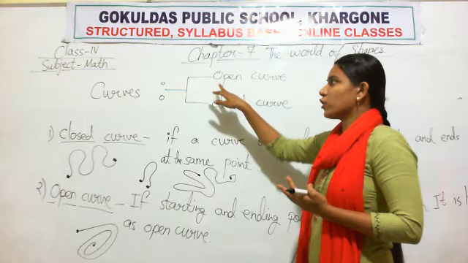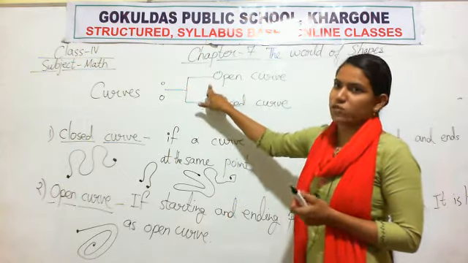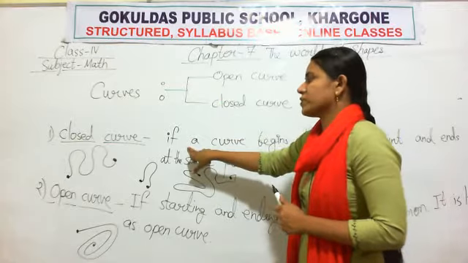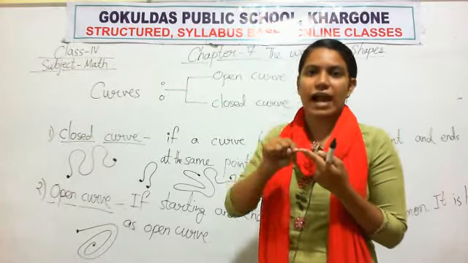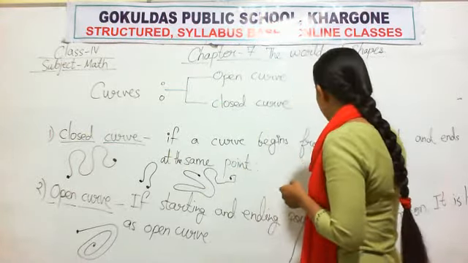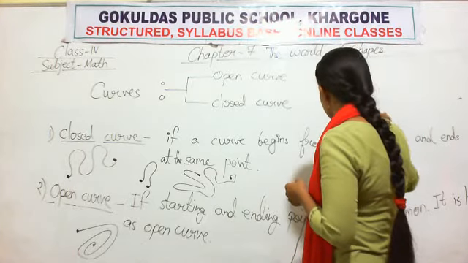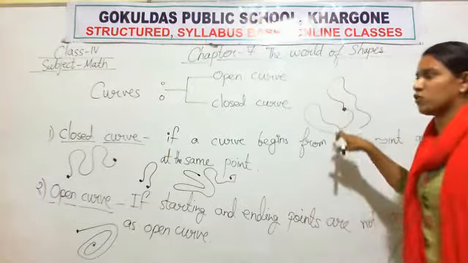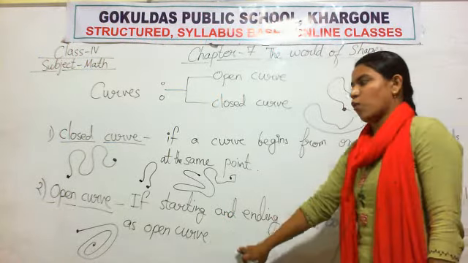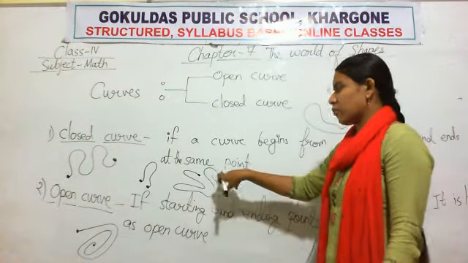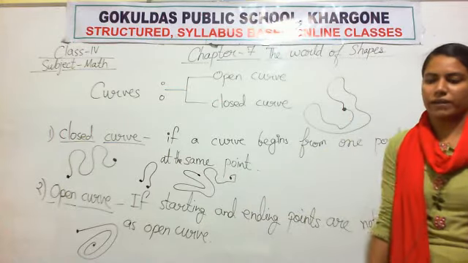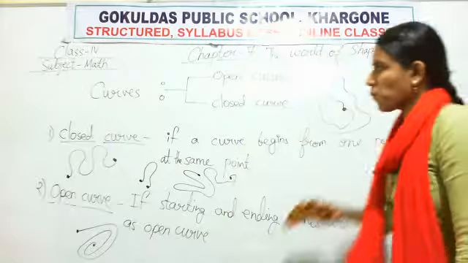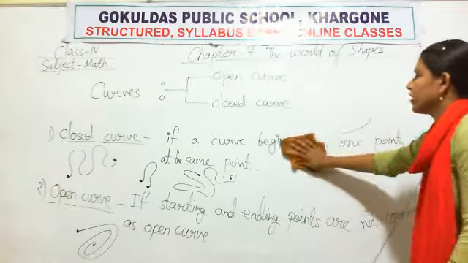Now there are two types of curves. One is open curve, second one is closed curve. Closed curve: if starting and ending point are the same, it is known as a closed curve. Open curve: if starting and ending point are different, it is known as an open curve. I hope you understand curve and types of curve.